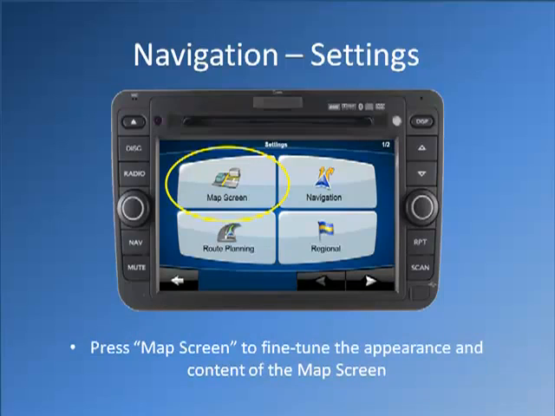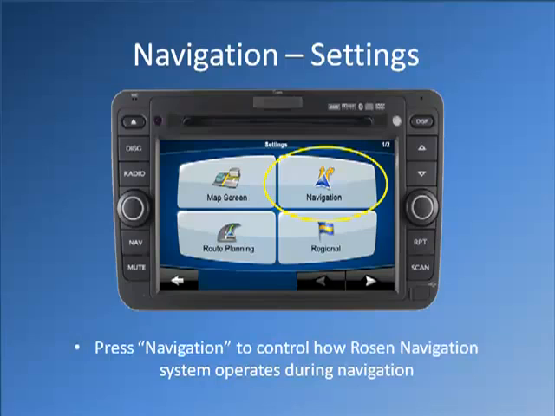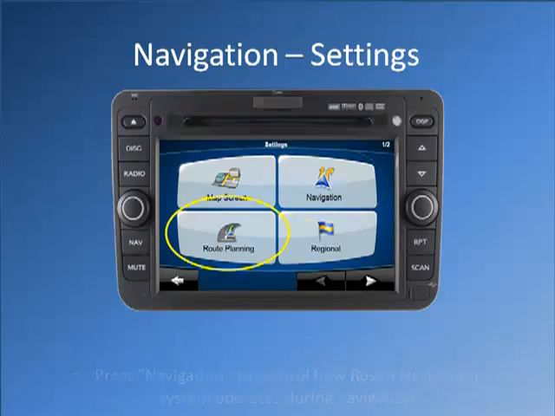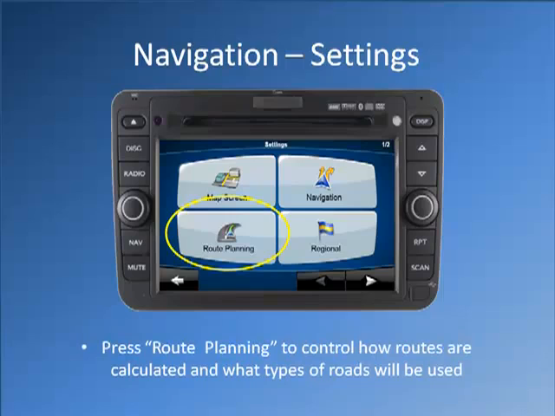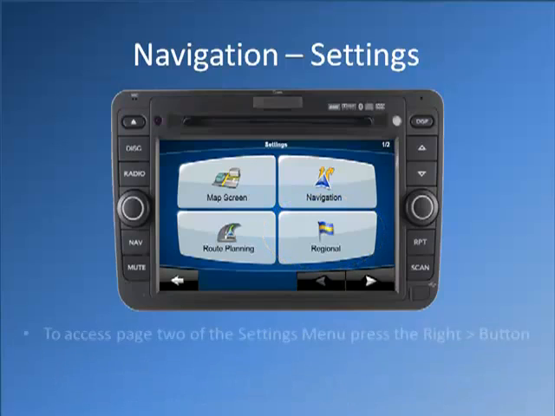Press Map Screen to fine-tune the appearance and content of the map screen. Press Navigation to control how Rosen navigation system operates during navigation. Press Route Planning to control how routes are calculated and what types of roads will be used. Press Regional to control what language, measurement units, and time and date format will be used.